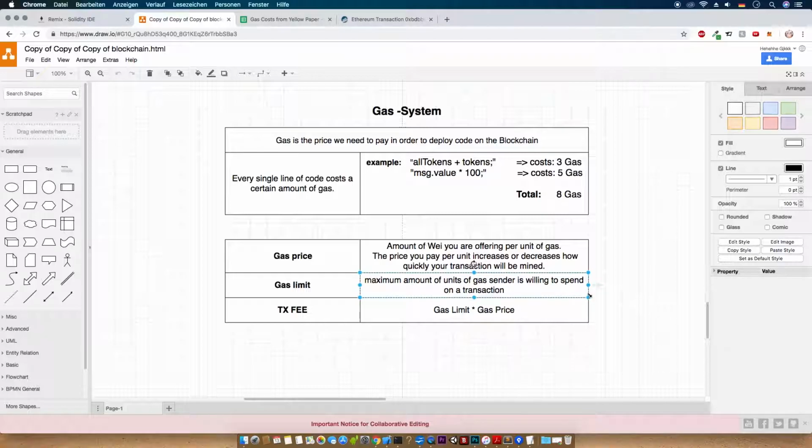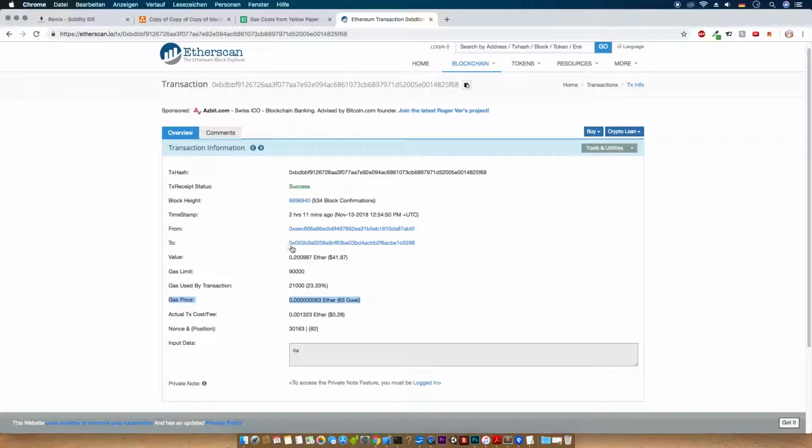Next, we have the gas limit. This is the maximum amount of units of gas the sender is willing to spend on a transaction. By default, a standard transaction costs at least 21,000 gas. This is a good example here because the sender used a gas limit of 90,000. But as I already said, a default transaction like this costs only 21,000 gas. So the actual gas consumed by the transaction was 21,000. In this case, all unused gas is refunded to the sender. So the 90,000 minus 21,000.